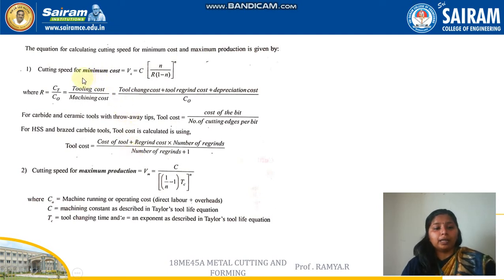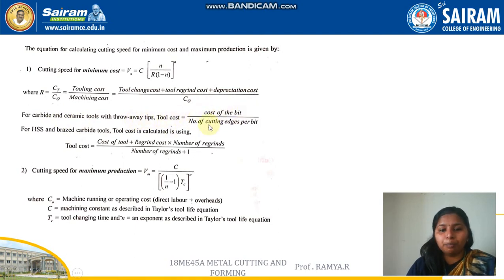For a cutting speed for minimum cost, it is given by the formula C into N by R into 1 minus N, where R is nothing but the ratio of tooling cost to the machining cost. Tooling cost is nothing but tool change cost plus tool regrind cost plus depreciation cost. For a carbide and a ceramic tool with throw-away tips, tool cost will be cost of the bit by number of cutting edges per bit.